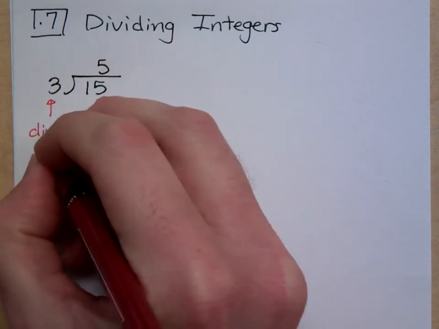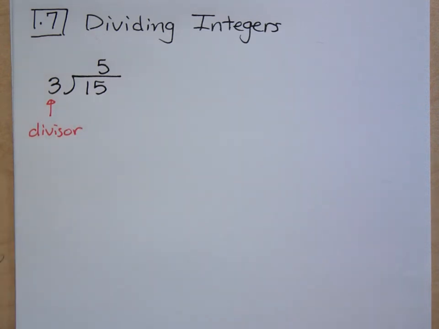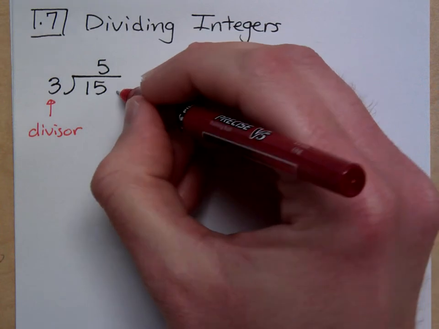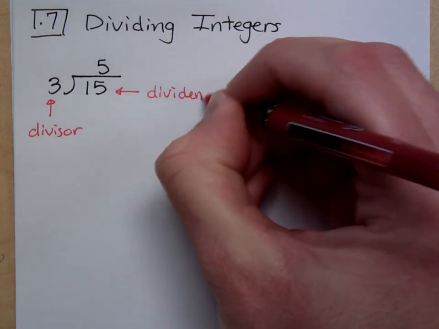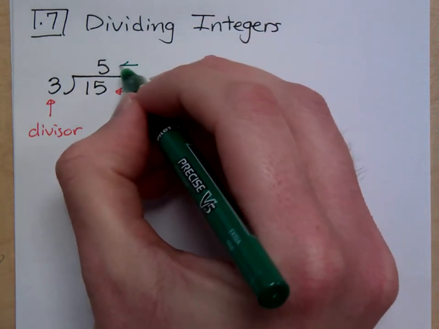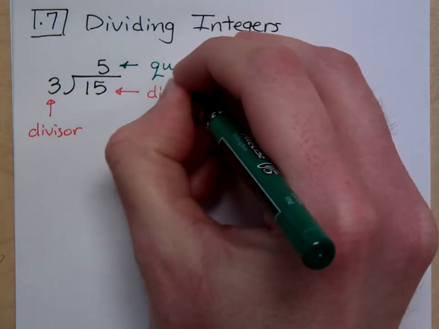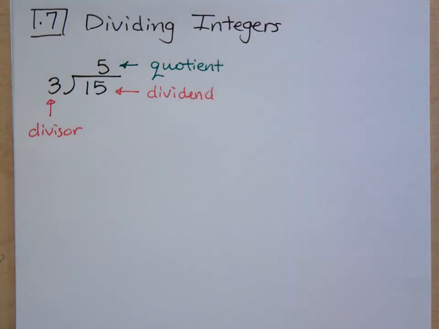3 is called the divisor. It's what you're dividing by. 15 is called the dividend. It's what you're dividing into. Dividend, dividing into. And then the 5, the answer here, is called your quotient.